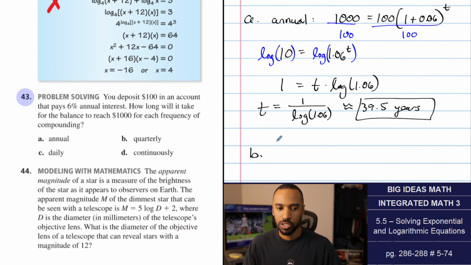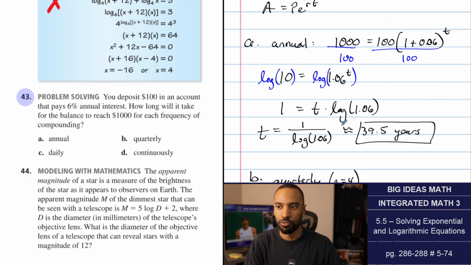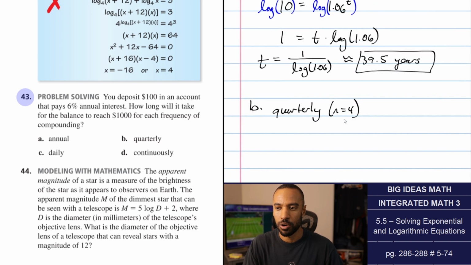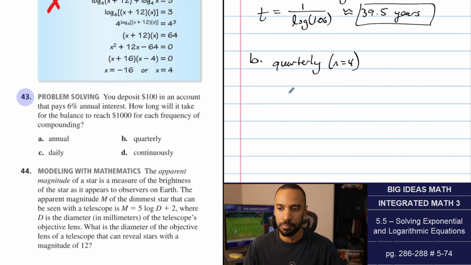Now part B is quarterly. That means for quarterly, we're going to use the middle formula where n equals 4. We're going to compound 4 times, but we also have to divide 0.06 by 4. So we're going to use it this way. Now 1,000 equals 100 times whatever. Divide by 100, you still get 10. So I'm going to save a step.